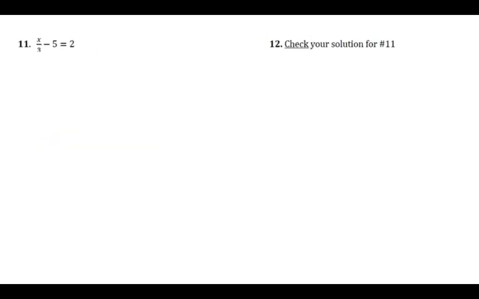All right. Number 11. I'm going to rewrite the problem once again because I want some space.